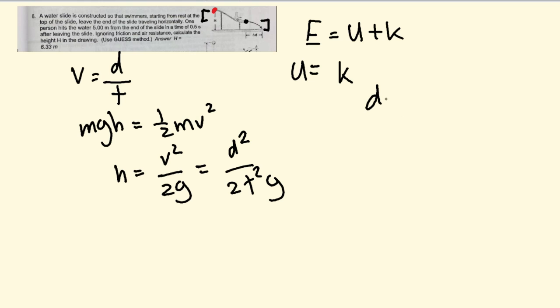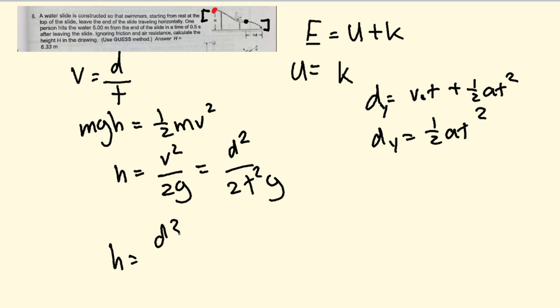Recall that distance is equal to initial velocity times t plus 1/2 at squared. Since there's no initial velocity in the y direction, then distance in the y direction is just 1/2 at squared, where a is g. So your final working equation will be d squared over 2t squared g plus 1/2 gt squared.